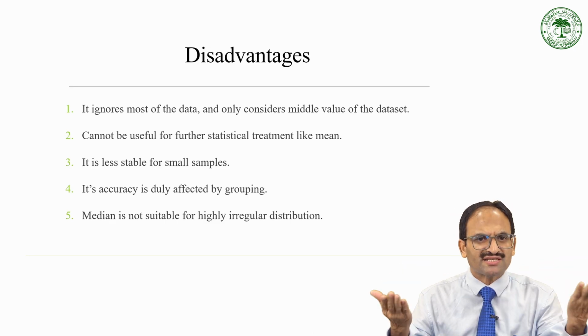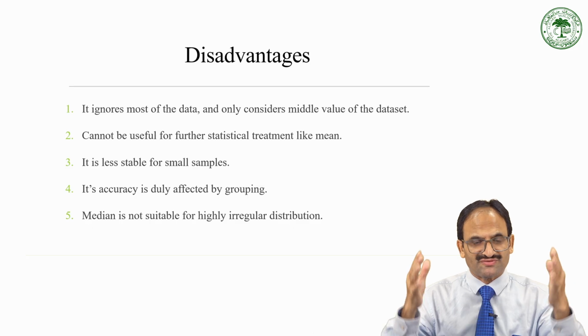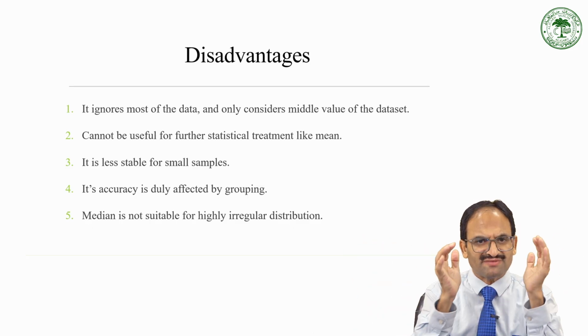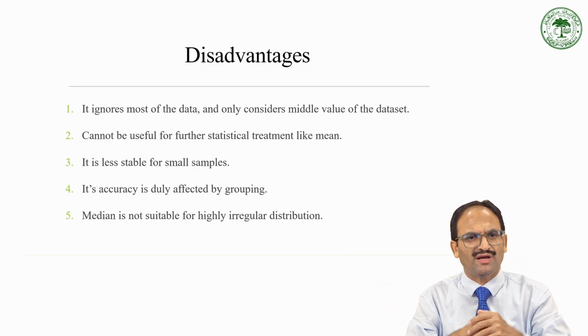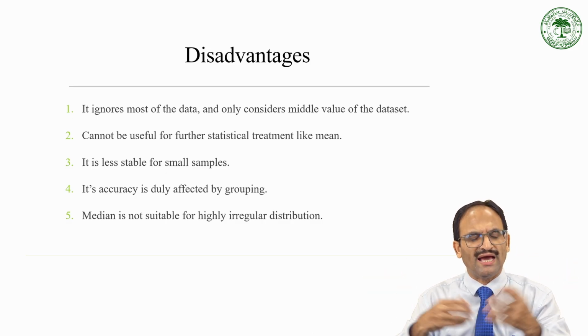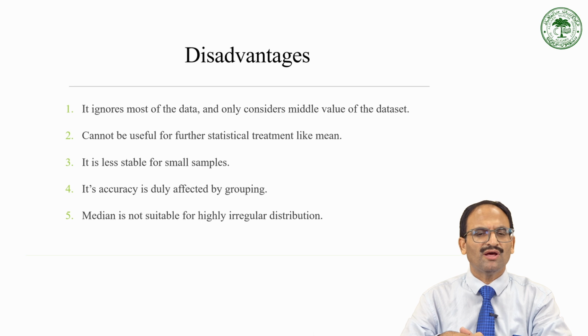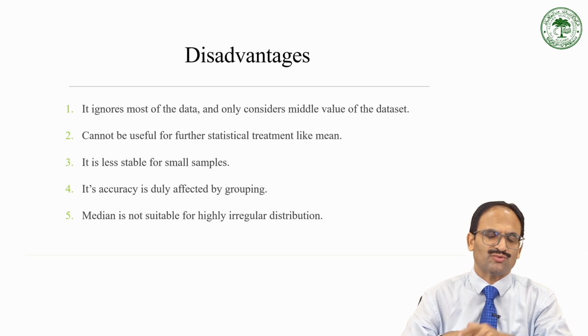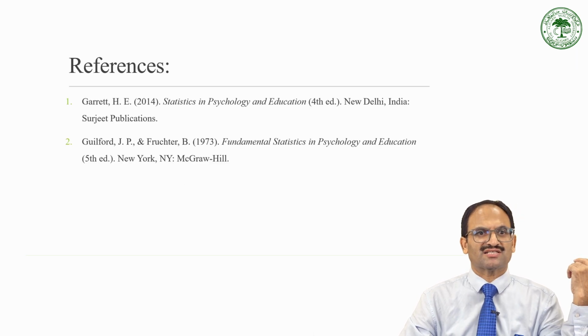It is less stable for a small sample. If the sample is big, it might be better, but if the sample is small, it is less stable. Its accuracy is definitely affected by the grouping, and median is not suitable for highly irregular distributions. So these are the disadvantages.